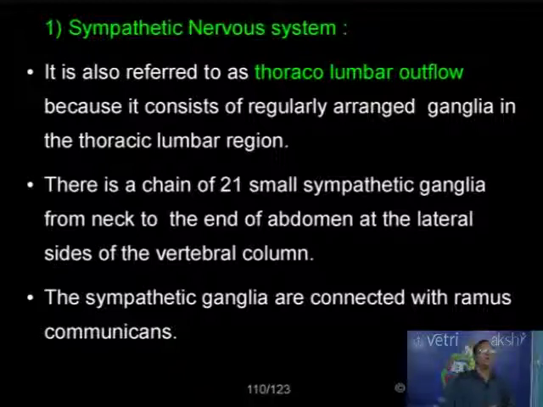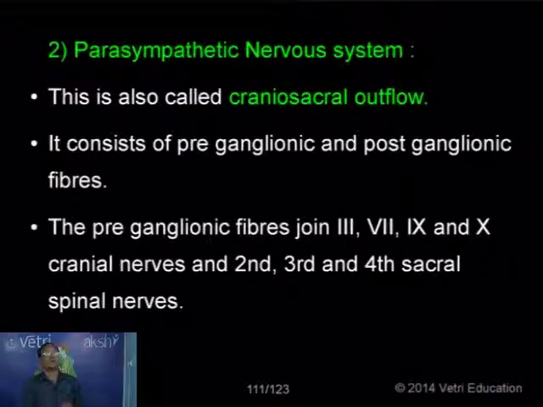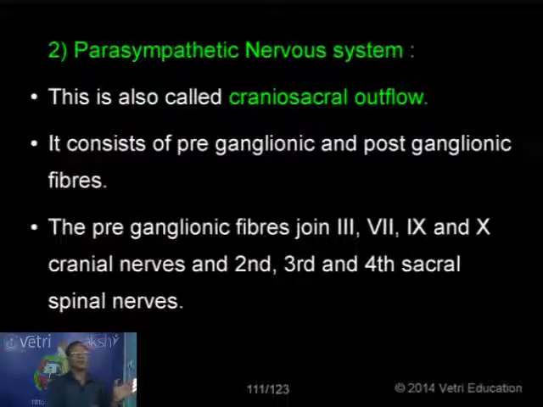Now, I mentioned already, these sympathetic ganglia are connected to the ramus communicans, that is the visceral branch or sympathetic branch of the spinal nerves. Now the parasympathetic nervous system. They make their origin from the cranial region and also from the sacral region. Hence it is called craniosacral outflow, while that one is thoracolumbar outflow. The origin of the parasympathetic nervous system from the cranial region as well as the sacral region is called craniosacral outflow.